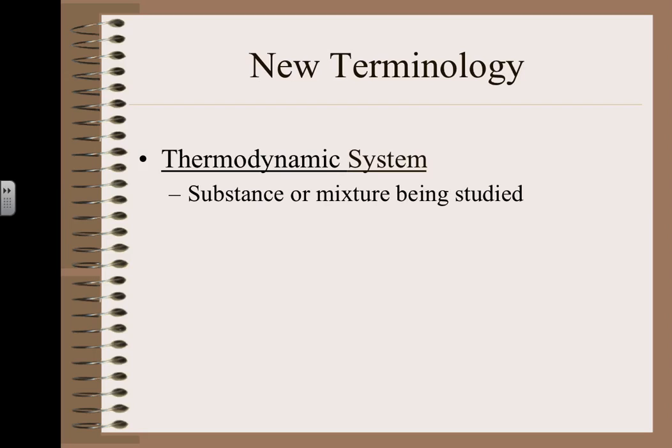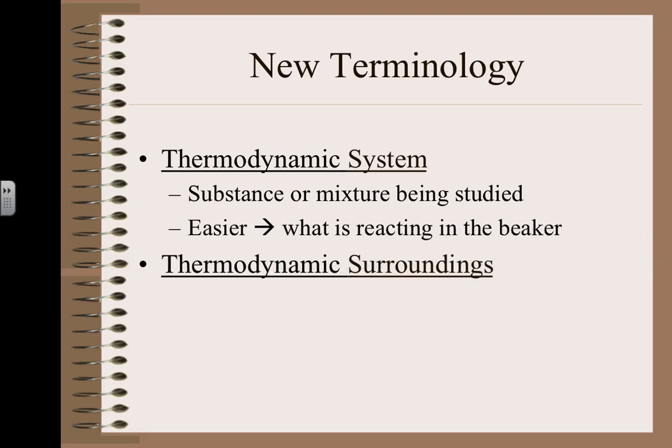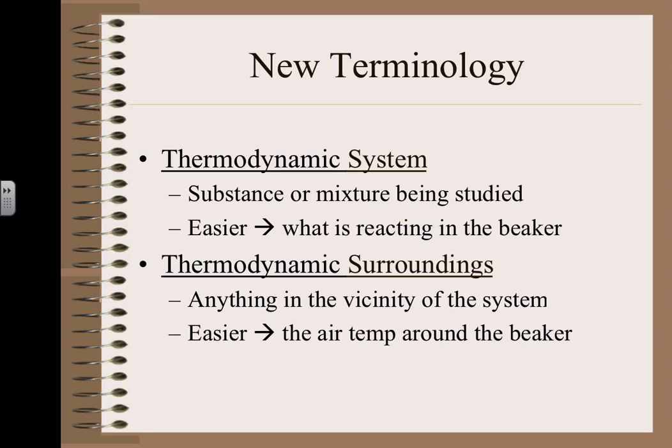To put it in the easiest possible terms, it's what's reacting in the beaker. That's your system. Whereas your thermodynamic surroundings is anything that's in the vicinity of the system. So generally speaking, we consider that to be like an air temperature.